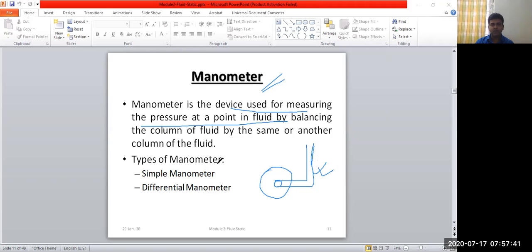See here the types of manometer. The types of manometer are the simple manometer and the differential manometer. When we go to these types, we will see the pictures and it will be more clear. For the time being, just understand that a manometer is a device used to measure the pressure at a point in the fluid by balancing the column. Now we are moving to the next slide: types of manometer, simple manometer and differential manometer.